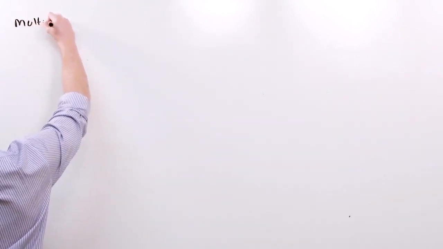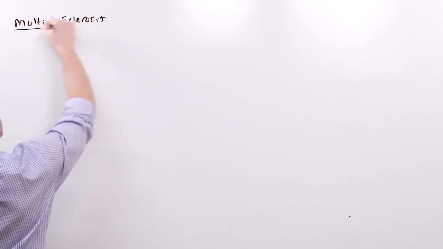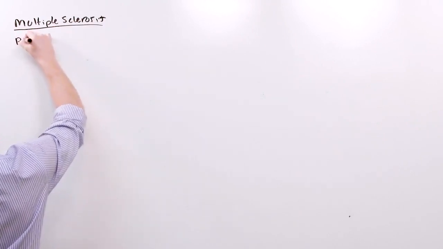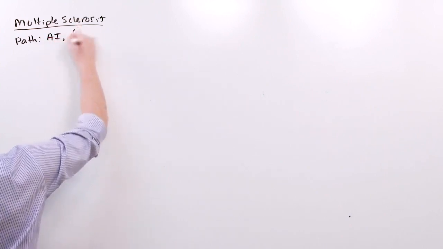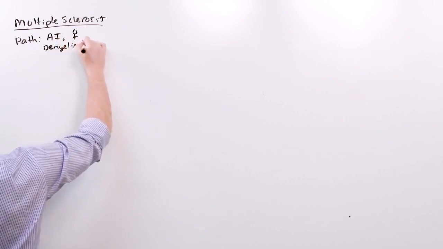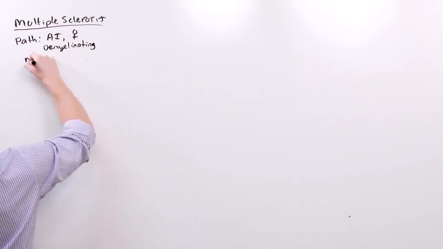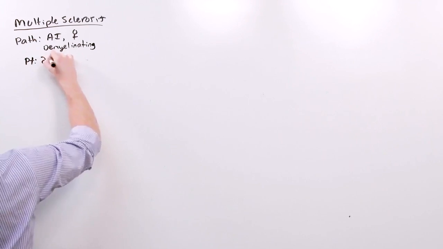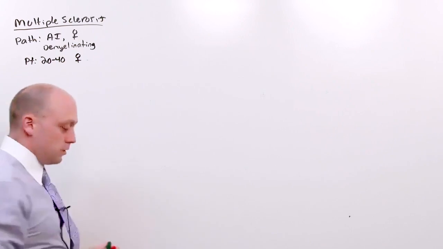We're going to start off with multiple sclerosis. The pathology of MS is that it is an autoimmune disease. It generally affects women, and as we said, it is a demyelinating disorder. What you're looking for is a younger woman in her 20s to 40s.